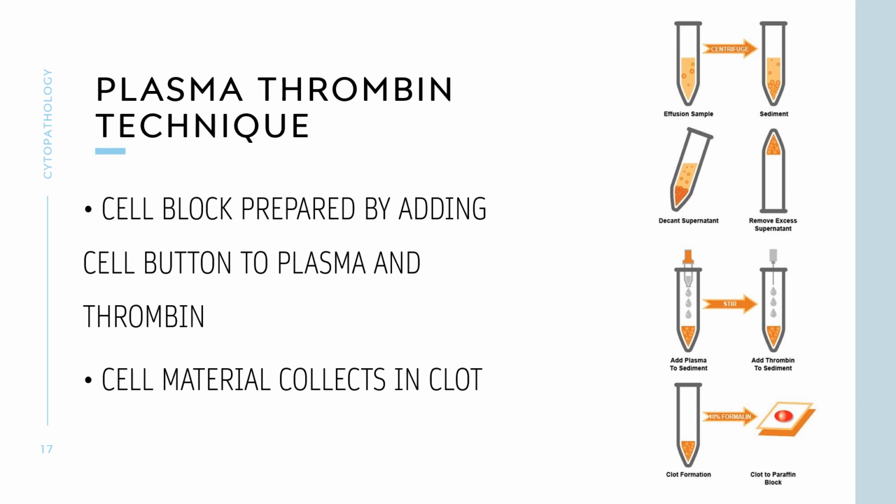So the effusion sample, you centrifuge it, you decant the supernatant, and then you also remove the excess supernatant. You add the plasma to the sediment, then you stir, and then you add the thrombin to the sediment. For the clot formation, you put it in 10% formalin and the clot into the paraffin block. So it's now ready for cell blocking.